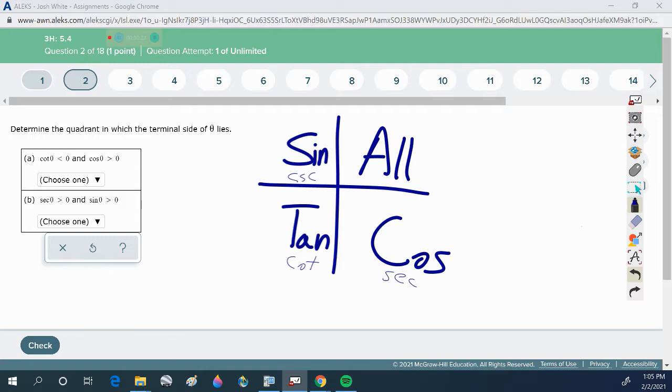All suckers take calculus. And really, that's the mnemonic that the whole world uses. I don't know why. I guess maybe in a different language it doesn't work. So, we look here. If the cotangent is negative and the cosine is positive, which quadrant are we in?